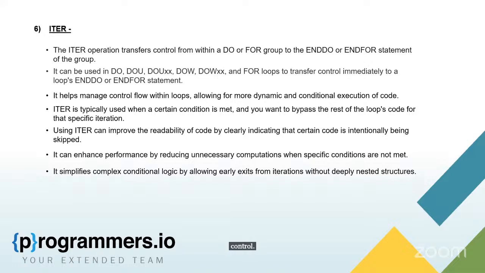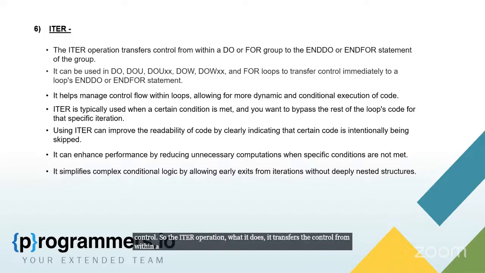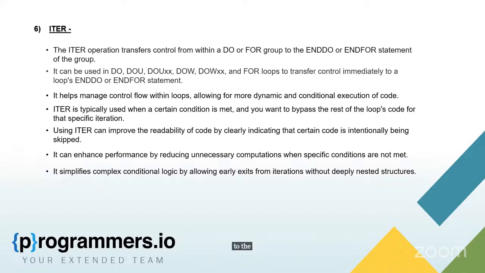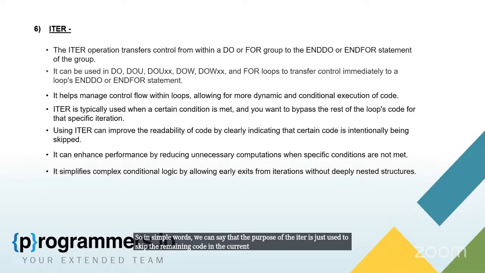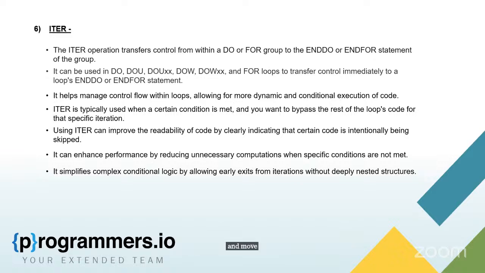The ITER operation transfers the control from within a DO or FOR group to the ENDDO or ENDFOR statement. So in simple words, the purpose of ITER is to skip the remaining code in the current loop iteration and move directly to the next iteration.